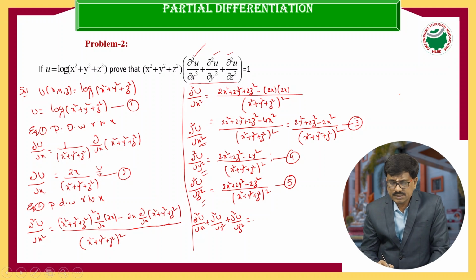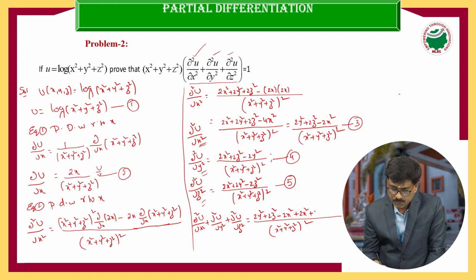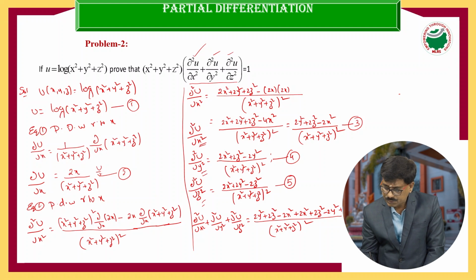When you observe all these functions, the denominator value on the right hand side is always the same. What is the denominator value? Always (x² + y² + z²) whole squared. Then what is the numerator? It becomes 2(y² + z² − x²) plus, if you take the next, 2(x² + z² − y²) plus 2(x² + y² − z²).